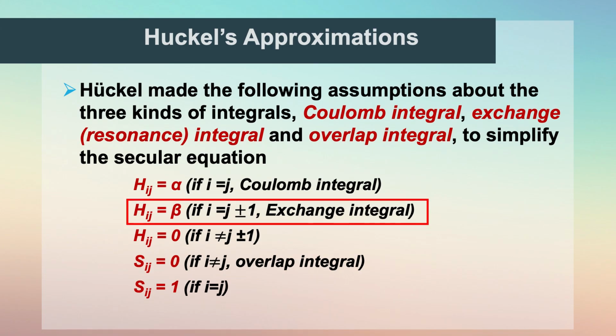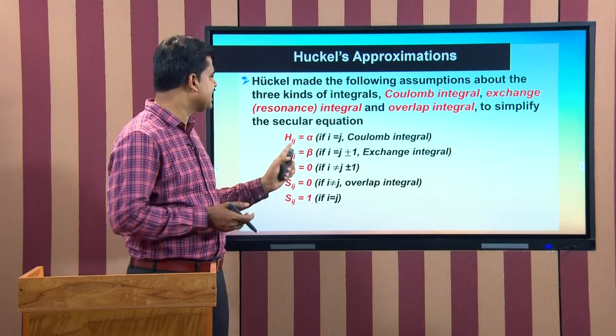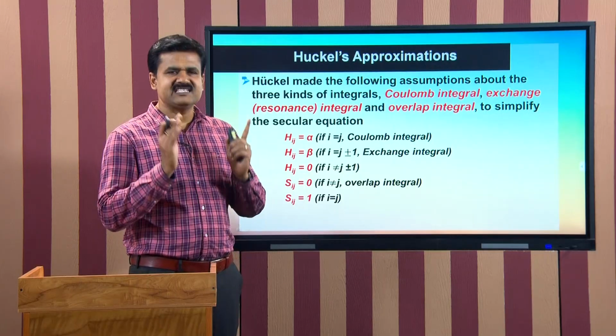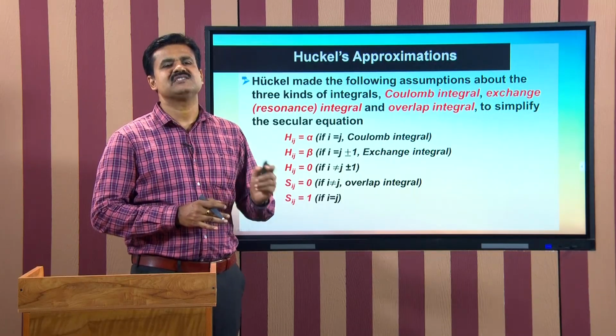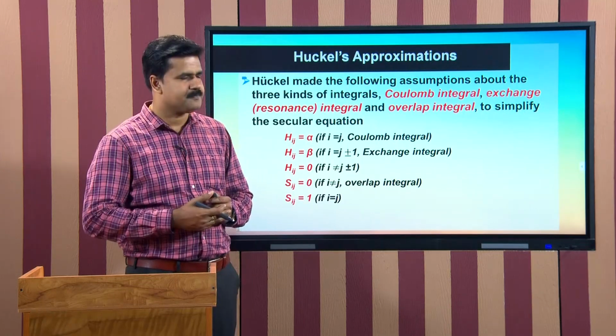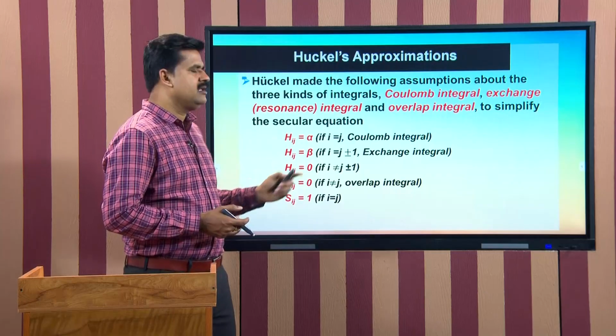Hij is equal to beta if i is equal to j plus or minus 1. That is, the value of exchange integral Hij is equal to beta, and this is valid if and only if i is equal to j plus or minus 1. That is, there is only unit difference between i and j.